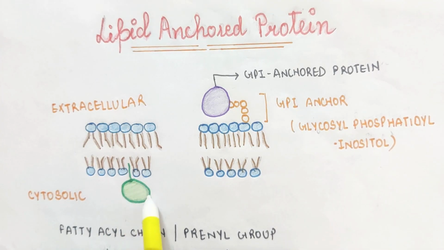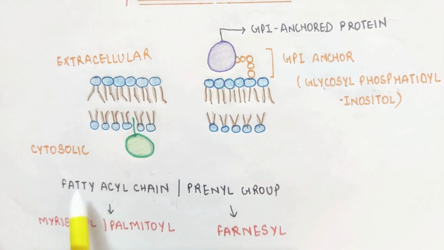And this is a lipid anchored protein where the protein is attached to the inner leaflet of the lipid molecule via a specific anchor. Now this anchor can be either a fatty acyl chain, for example myristoyl or palmitoyl group, or it can be a prenyl group, for example farnesyl, right?